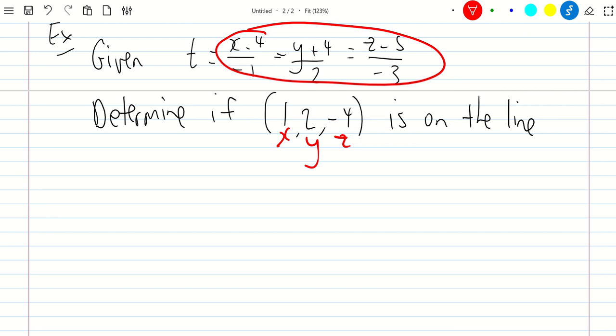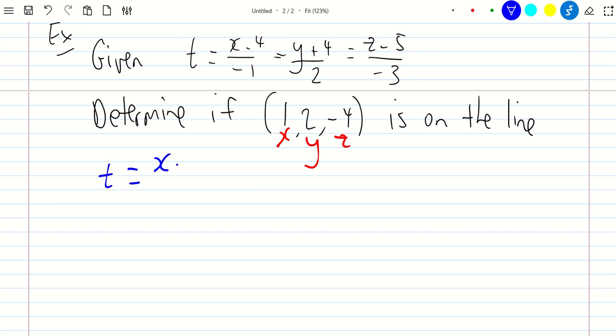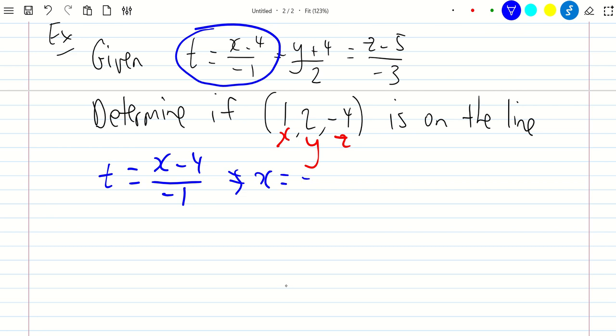But I just want to do it a slightly different way just to show you what's going on. Okay, so I'll leave that there and I'll do it in blue. Given that t is equal to x minus 4 over -1, I just want to show you how this works. I've taken this first chunk of our definition and I'm going to rearrange it for x. I multiply both sides by -1, so negative t, and then move that -4 over to the other side, and I get x equals negative t plus 4, right?